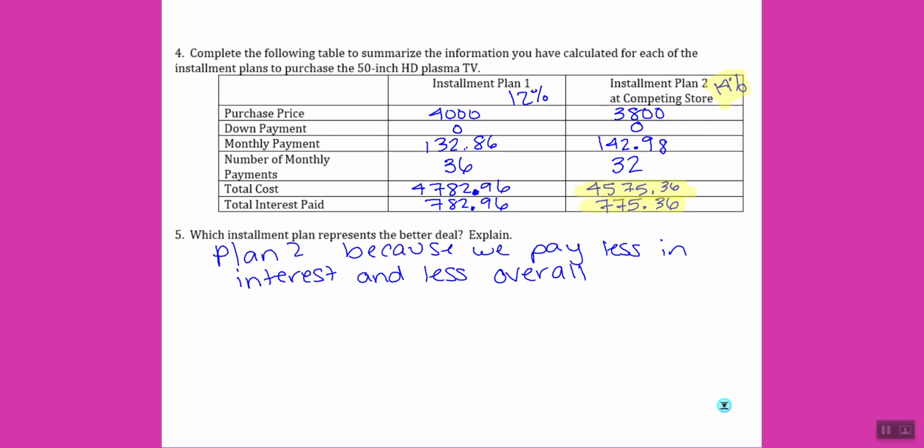And the main reason we end up paying less, it's partially because it was $200 cheaper, but it's also because we were making less payments. The faster you pay it off, the less you're going to pay in interest, and that's how you save money. Now, ideally, you would just have the $3,800, pay that up front, and then you don't have to spend the extra $775 for the payment plan.